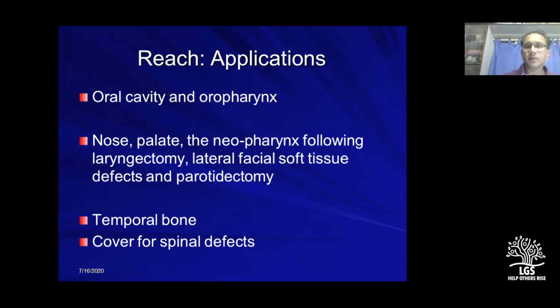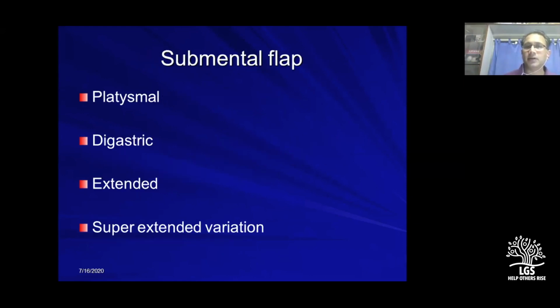Again, the reach of the submental flap is pretty high. You could use it classically for the oral cavity and oropharynx. But again, there have been techniques that have said that you could use it for the nose, palate, nasopharynx, and even for cover of temporal bone, lateral parotidectomy defects, as well as spinal defects. Again, there have been some classical modifications, and these are the innovators, the Martin's group. They came across these modifications of the flap.